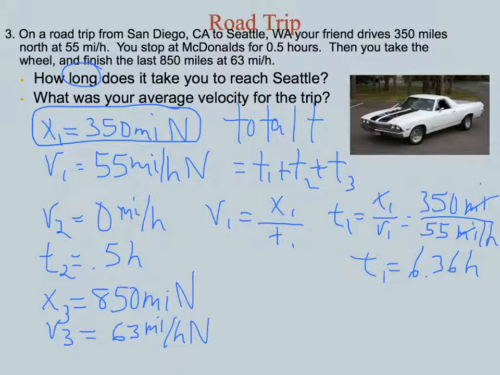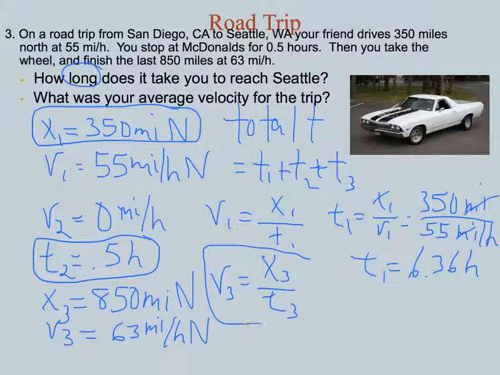Do we know how long T2 was? Yeah, we already know that because that was when we were just eating at McDonald's and we spent half an hour there. Do we know how long the third segment of the trip was? No, we don't know that. But isn't it the same setup? If we wanted to find the time for the third segment, wouldn't we just rearrange that formula right there and solve for T3? Sure enough, let's do that.